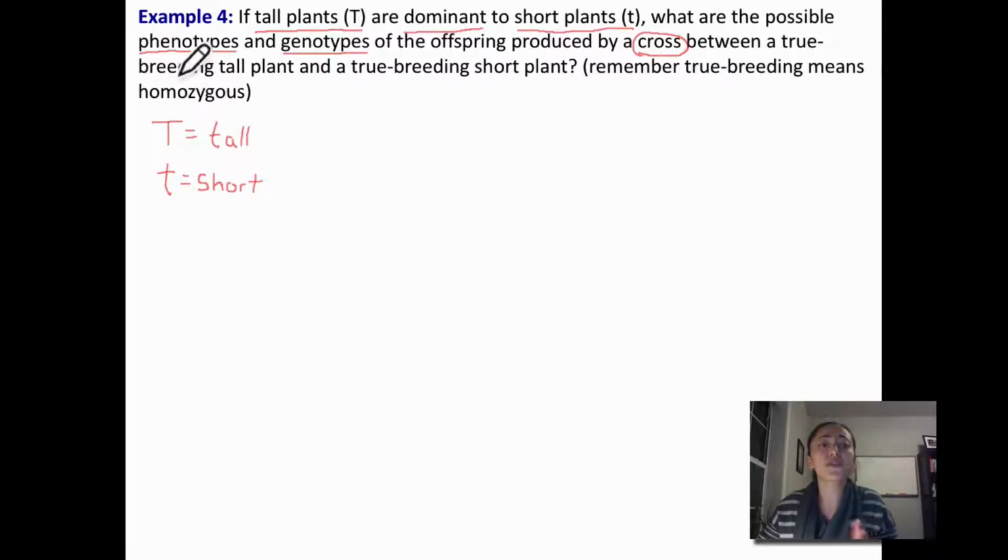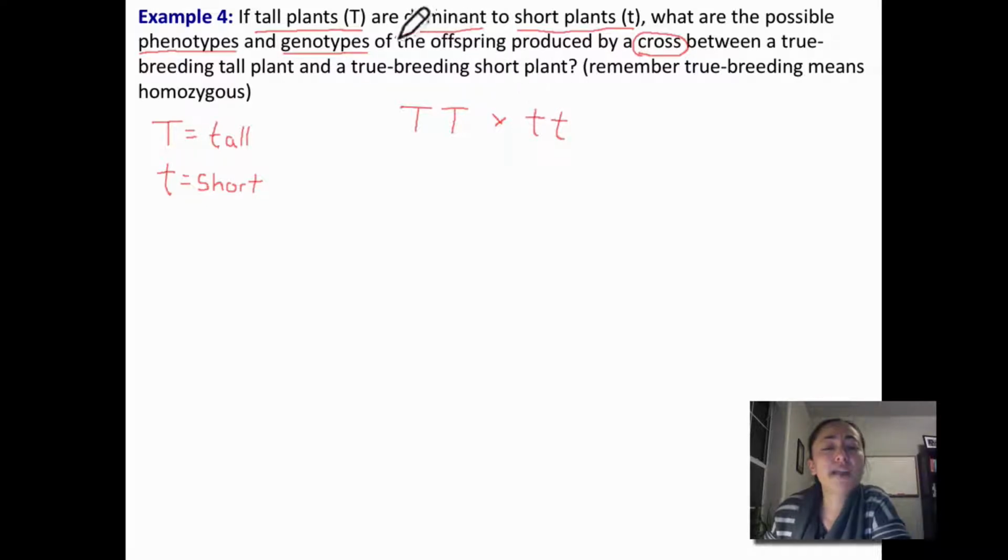So if they're true breeding for tall, that means it's caused by big T, so they have two big T's. So one parent is big T, big T. And again, it's always important to write down the parents next. And then that parent is being crossed with, or mated with, a true breeding short plant. And we know short plant is caused by little t, so if they're true breeding, they have two of the same type of alleles. Alleles are the term meaning the variations of the genes. So both of their alleles here are the same. This individual has two of the same alleles. But notice each parent has different types of alleles. This one has big T's and this one has little t's.